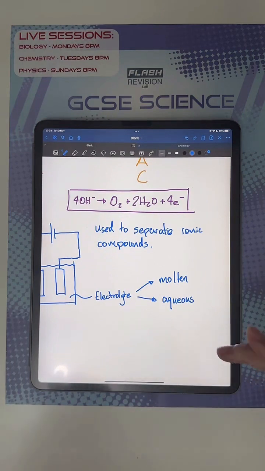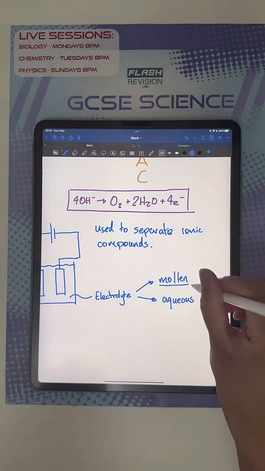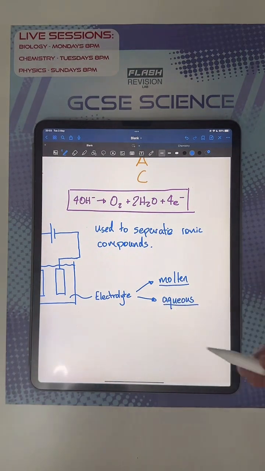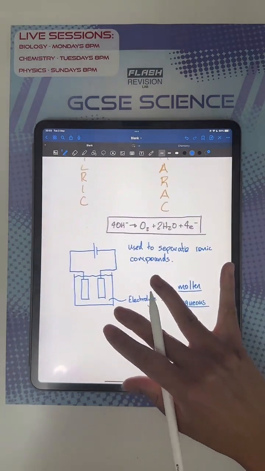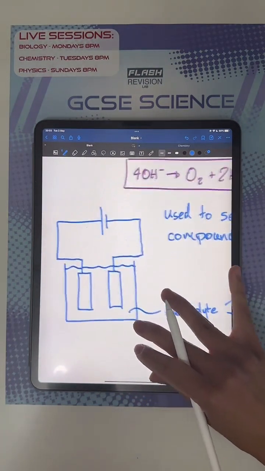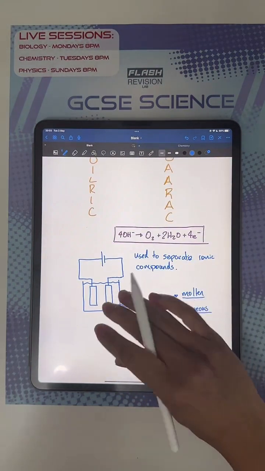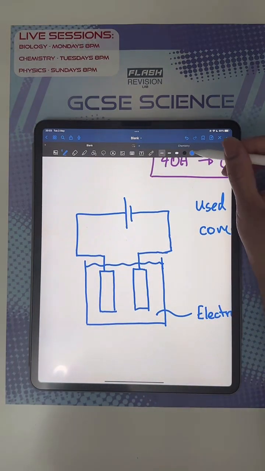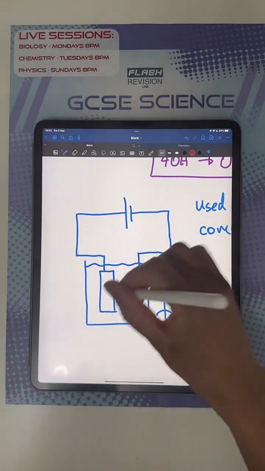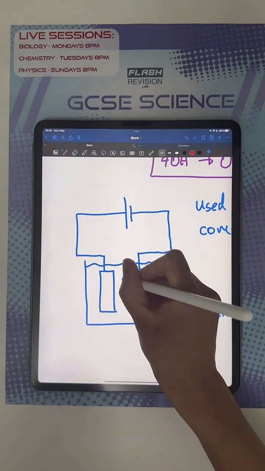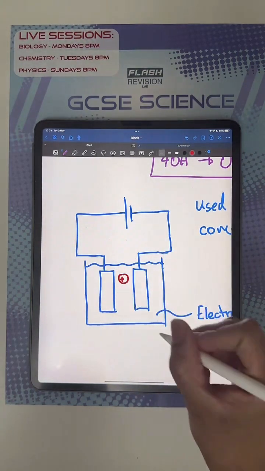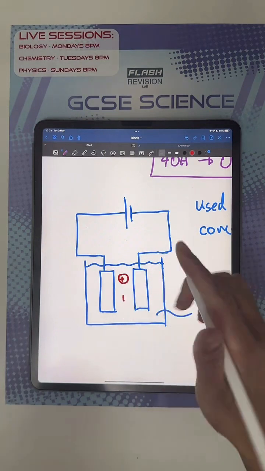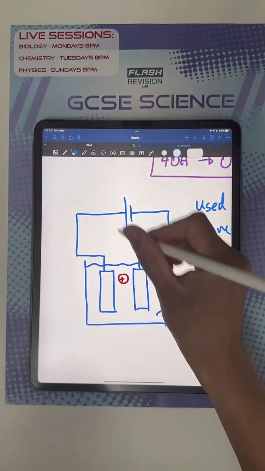Knowing which one you're dealing with is really important in electrolysis because it determines what products you get. So you have your ions. Your electrolyte is always going to have a positive ion and a negative ion. In this liquid, you're going to have both floating around, millions of positive ions and millions of negative ions as well.